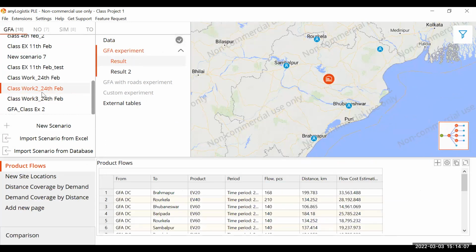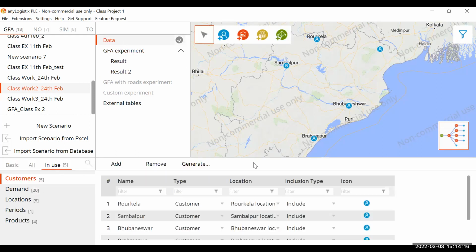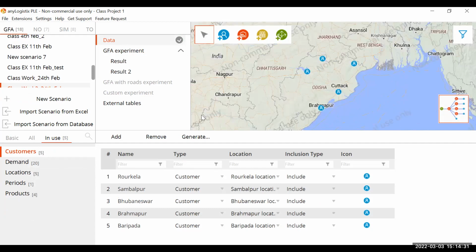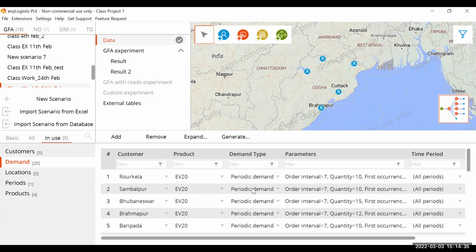Okay, I think this was the one where I was doing the last class. Let me just quickly go through the data. So what I told, same thing. The exercise what I've done, the detail remains the same for your electric vehicles. We have to add a few more data points, right? So I had 5 customers in Odisha: Rourkela, Sambalpur, Bhubaneswar, Berhampur, Baripada.